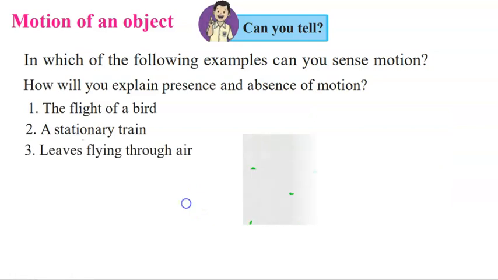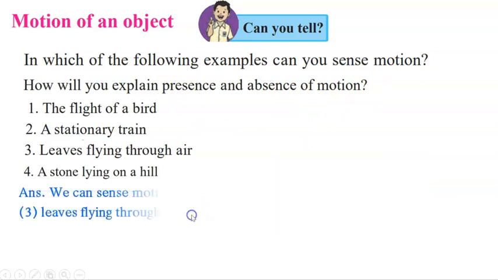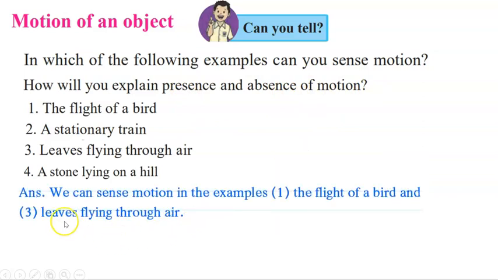Third is leaves flying through air, and here is a presence of motion. Next, a stone lying on a hill. Now here is an absence of motion. Okay. Therefore, now here we will conclude that we can sense motion in the examples 1, the flight of a bird, and third, leaves flying through air.